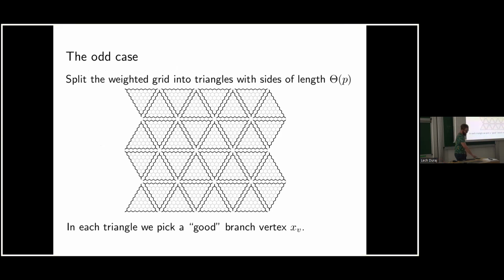So for the rest of the talk, I would like to give a sketch of the proof for those two cases, the odd case and the case where p is equal to 2. And yeah, we'll start with the odd case. And in some sense, the odd case is much simpler than the case where p equals 2, as you can see from the fact that we have a better bound for odd p.